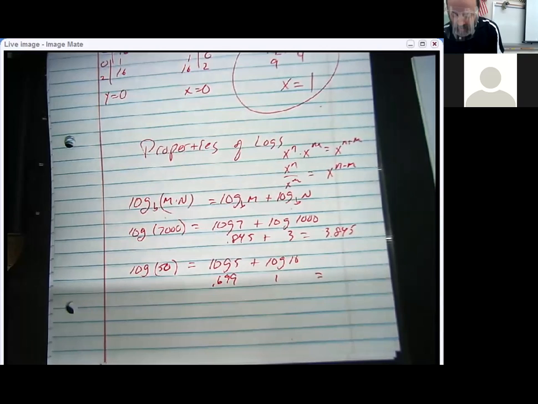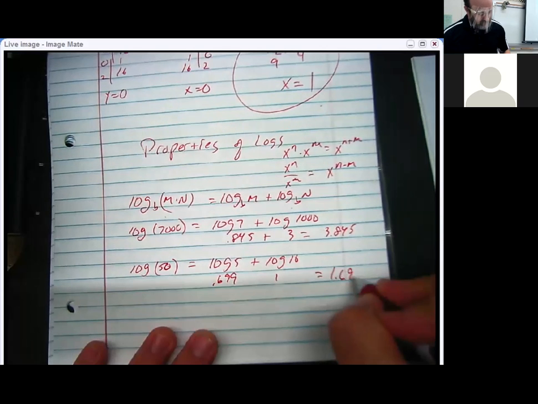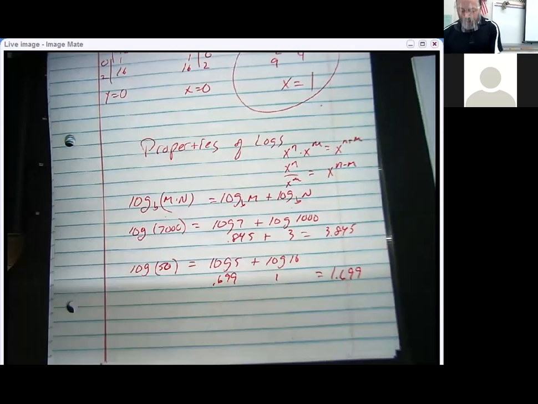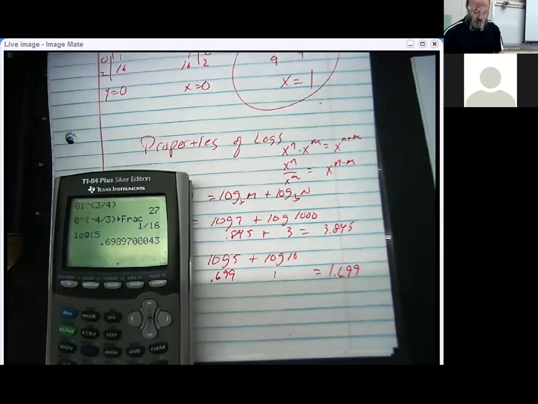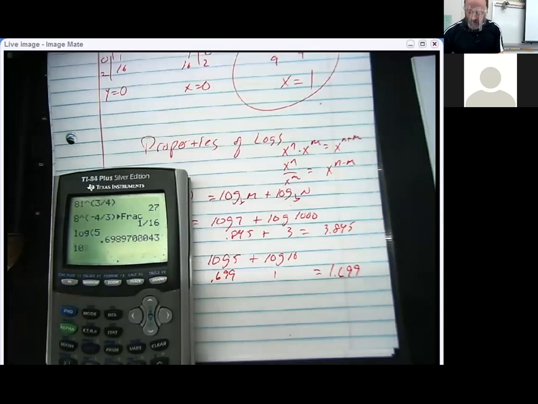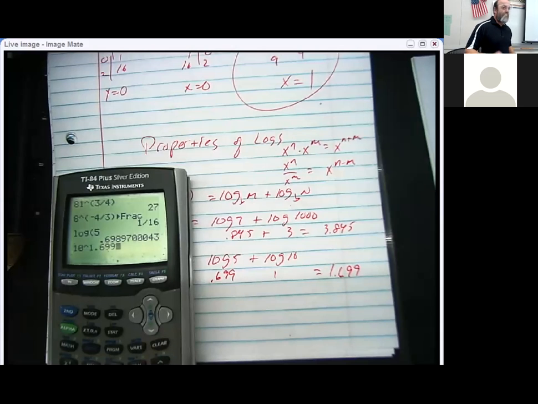$1.699. Now, if I did this right, what do you think is going to happen if I took 10 and I raised it to the 1.699 power? What do you guys think I should get? I should get 50, but I want you to be very, very clear on this. I won't.